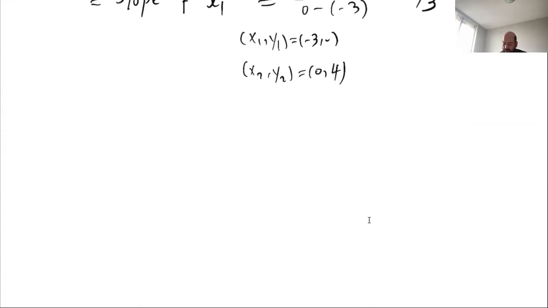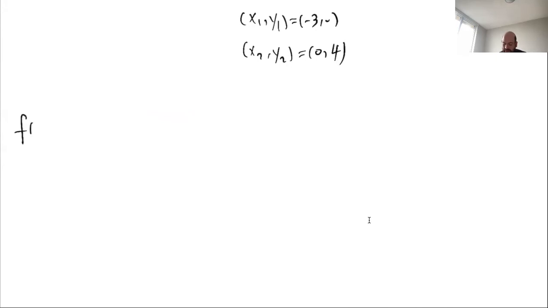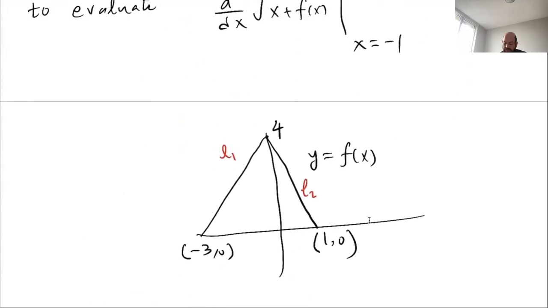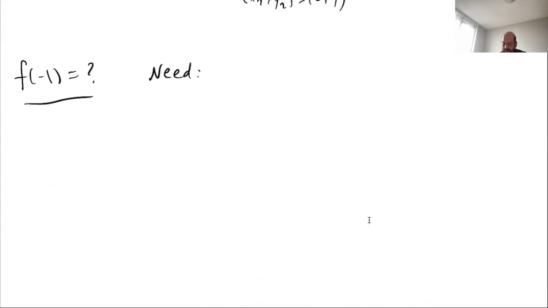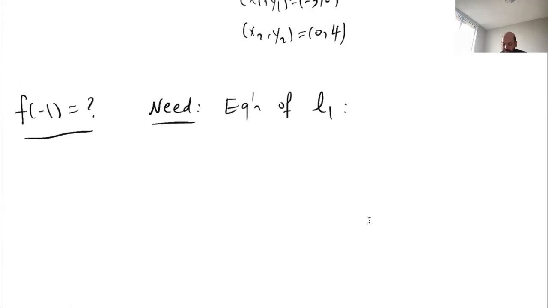What about f of -1? How can I find f of -1? F of -1 means the value of the function at -1. This is a straight line, right? If I can find the equation of this straight line as a function of x, then I can replace x with -1 and find the output at x equals -1. So I just need to find the equation of L1. What is that going to be?